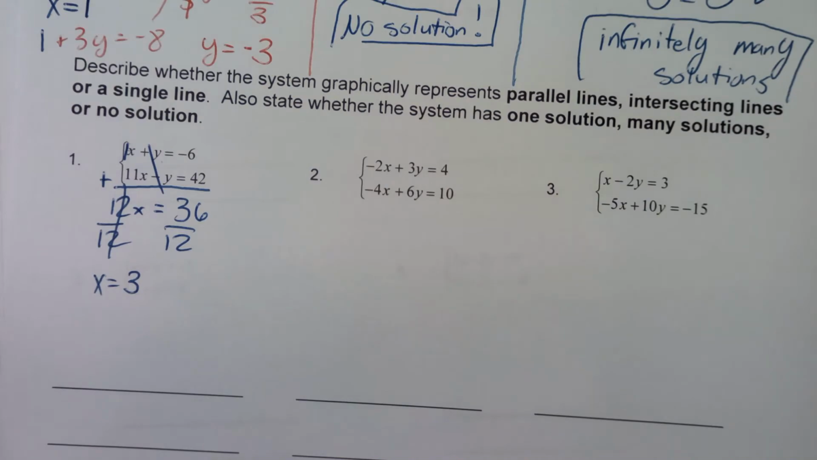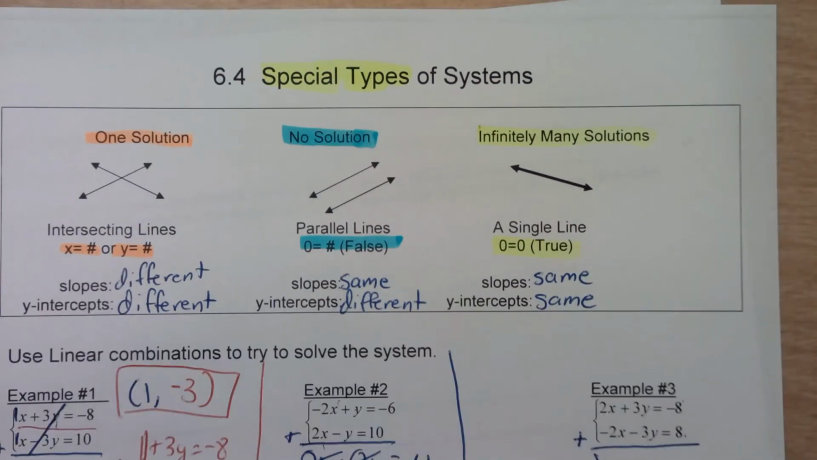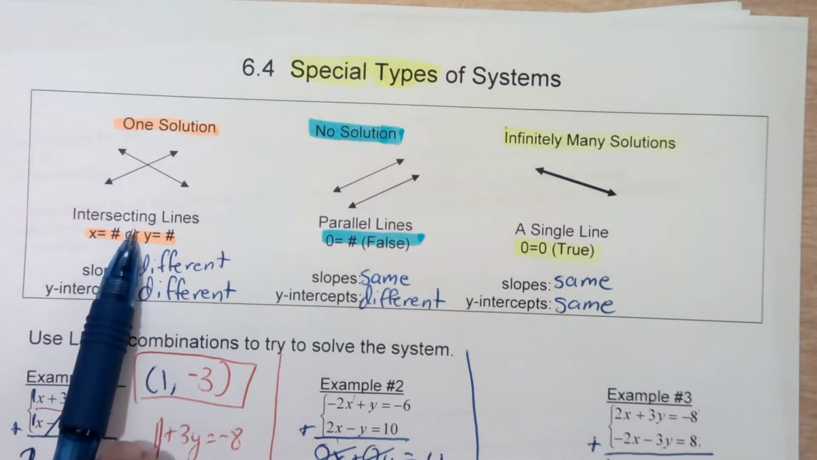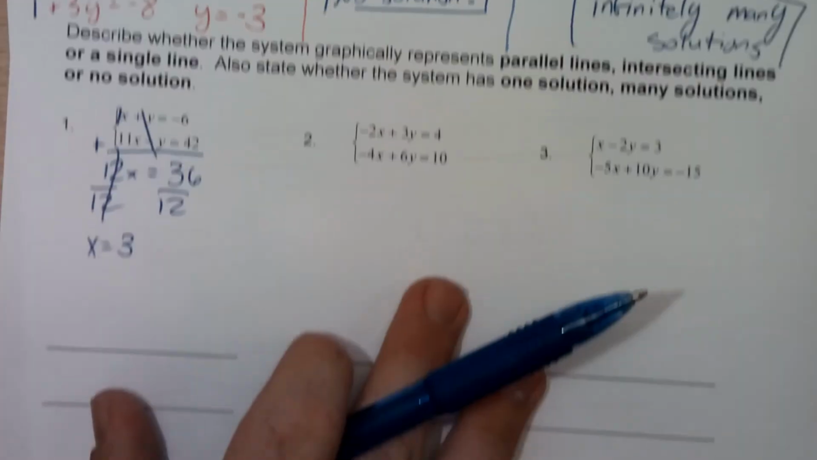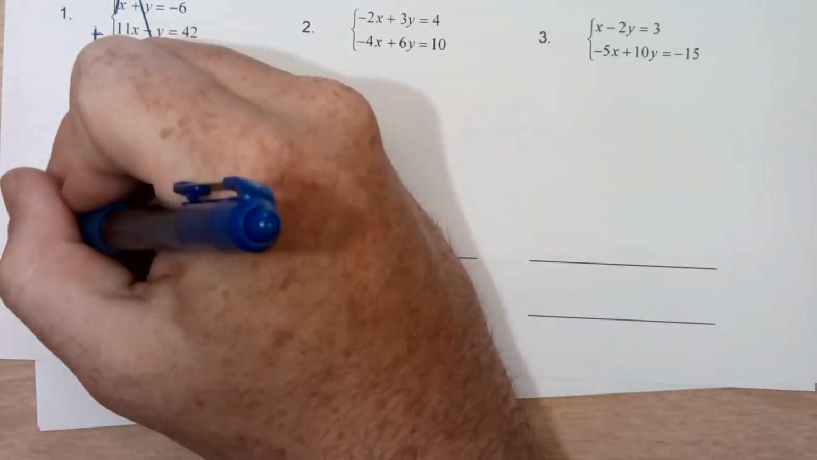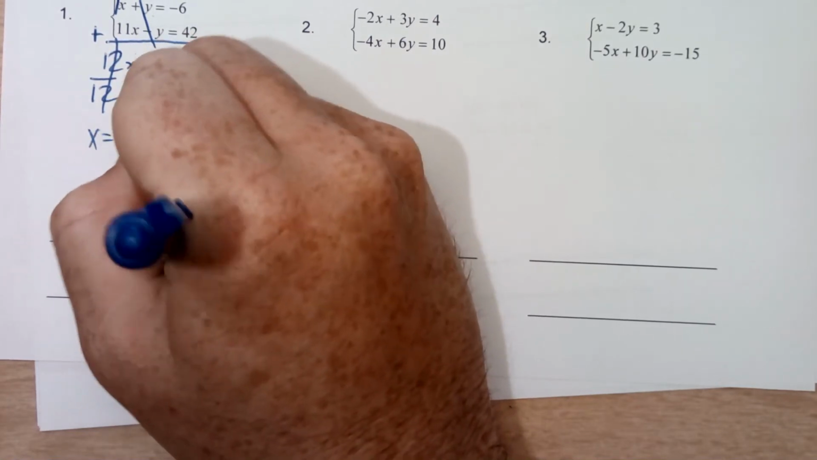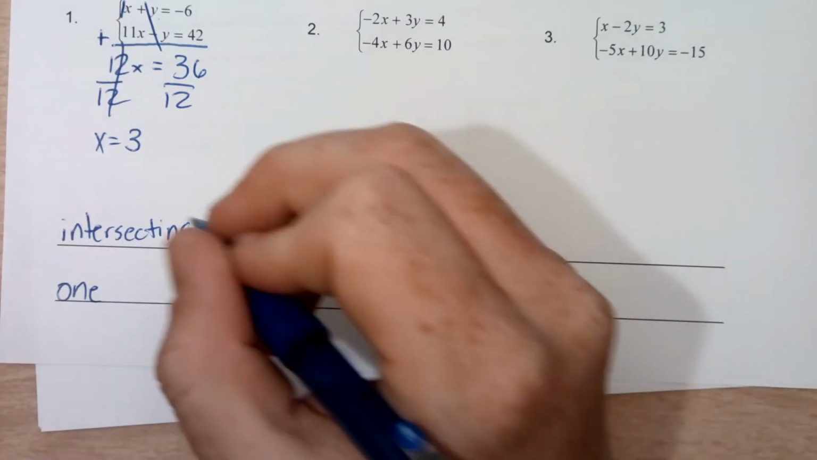So then if I don't know what that means, I look back up at the top of my sheet. I see that when I get x equals a number or y equals a number, I have intersecting lines and there is one solution. Okay, so on my 2 lines down here, I would write intersecting. Okay, and then underneath, I would write one solution.